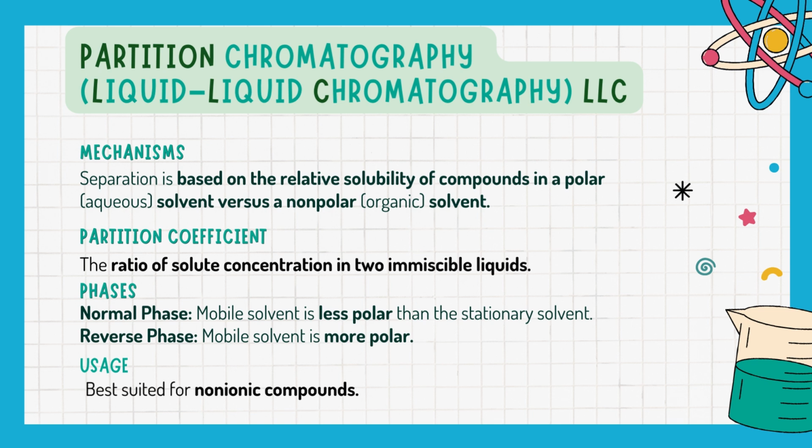So, guys, compounds with a higher affinity for the stationary phase move more slowly, and the opposite happens for those with lesser affinity to the stationary phase. For the normal phase, the mobile solvent is less polar than the stationary solvent, and in the reverse phase, the mobile solvent is more polar. So we are talking about two immiscible solvents here, the polar and the non-polar solvent. And LLC is best for non-ionic compounds.